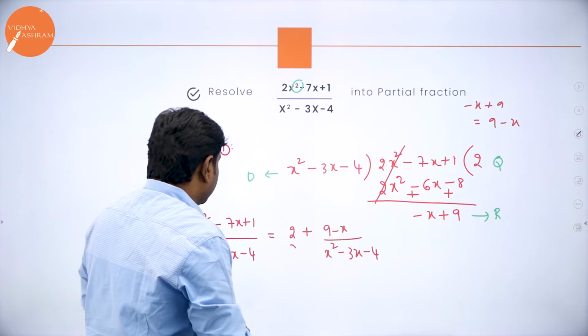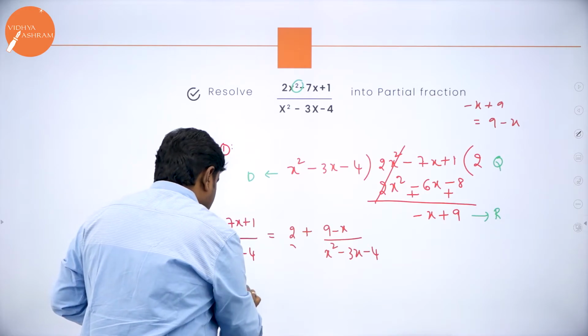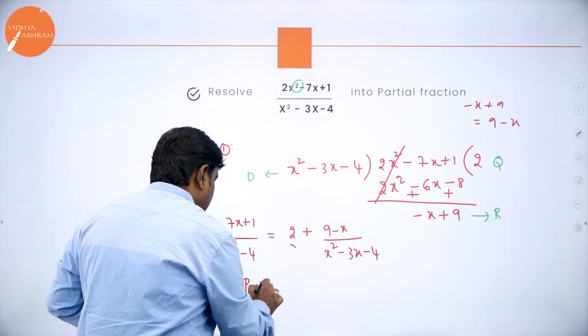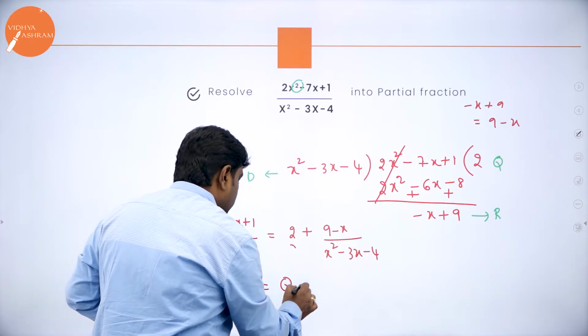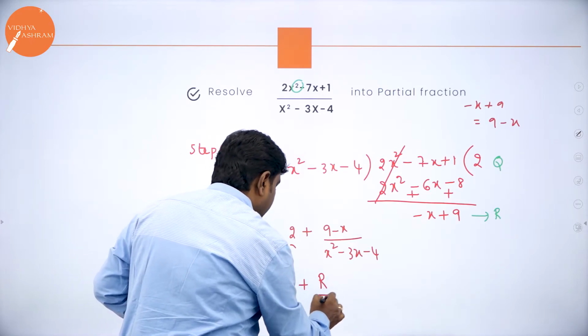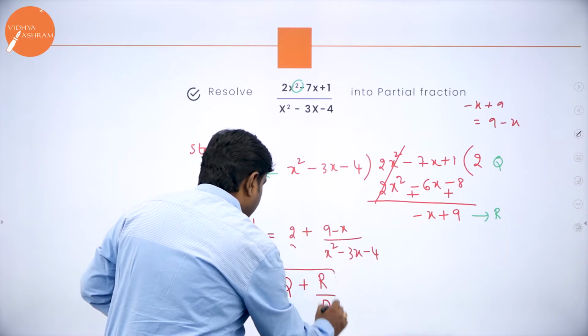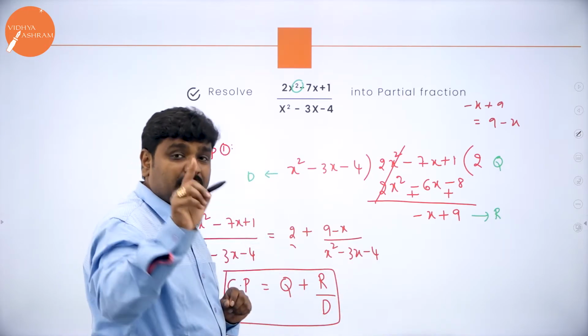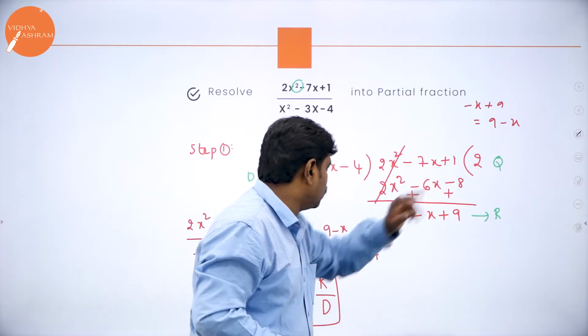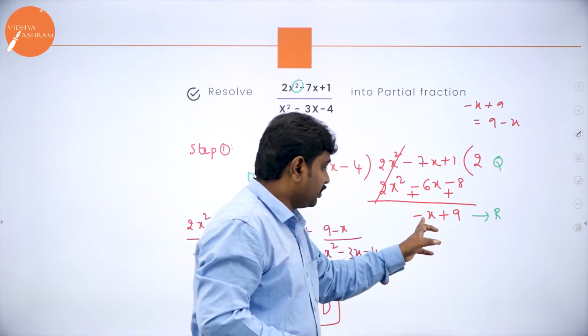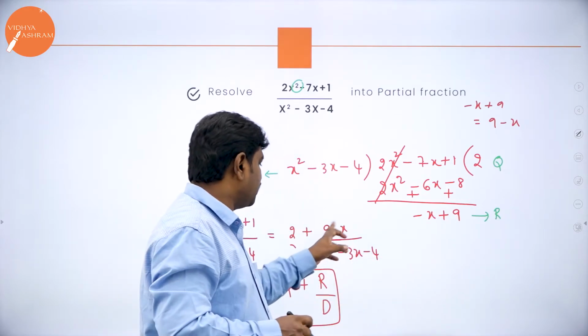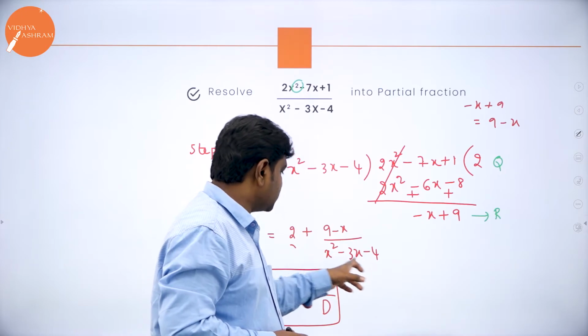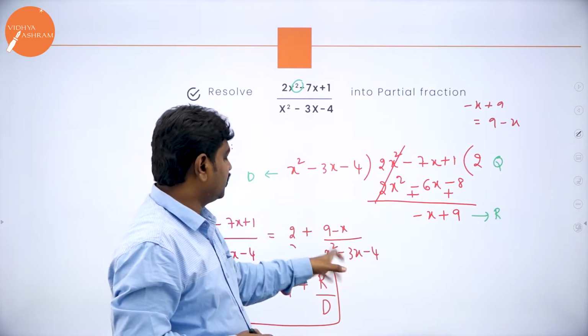So always remember, the given problem can be written as quotient plus remainder by divisor. What is the quotient? 2. Plus what is the remainder? Minus x plus 9, or I can call it 9 minus x, divided by the divisor. What was the divisor? x square minus 3x plus 4.